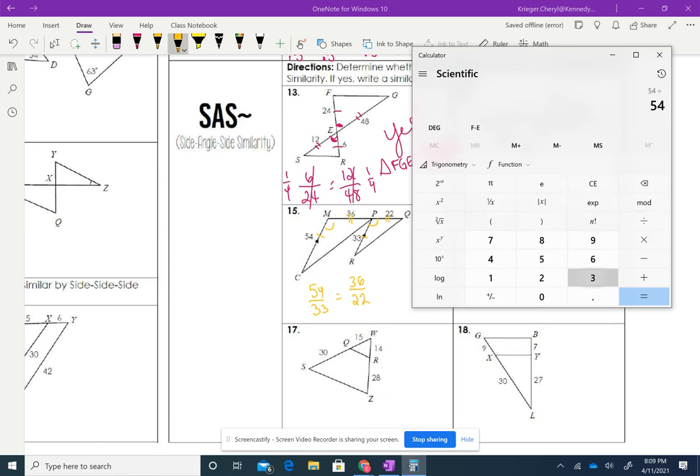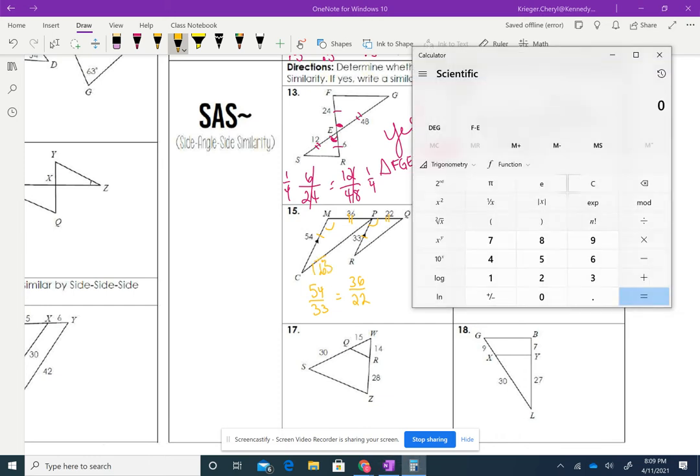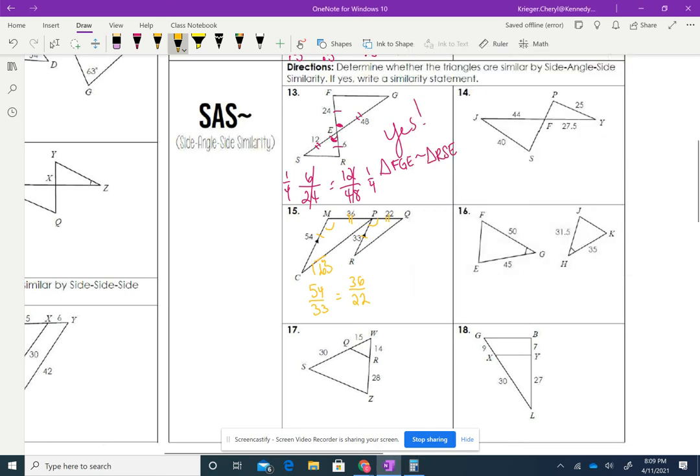54 divided by 33, 1.63 repeating. 36 divided by 22, 1.63 repeating. So that's going to be a yes. Triangle CMP is similar to triangle RPQ. Okay.